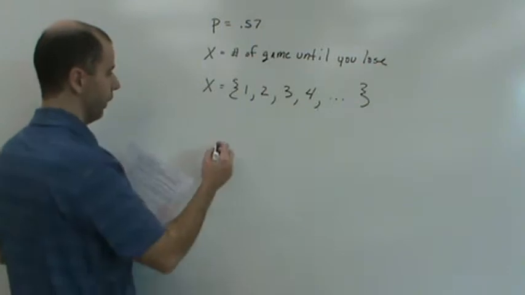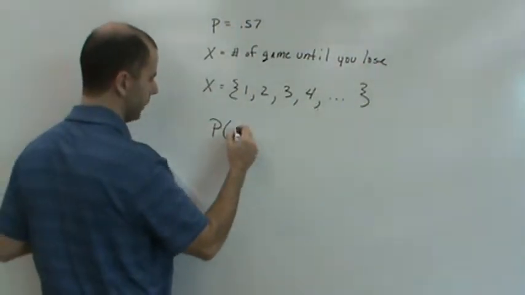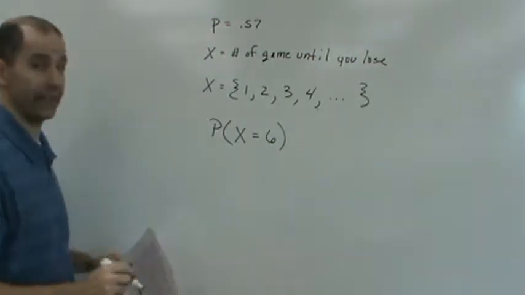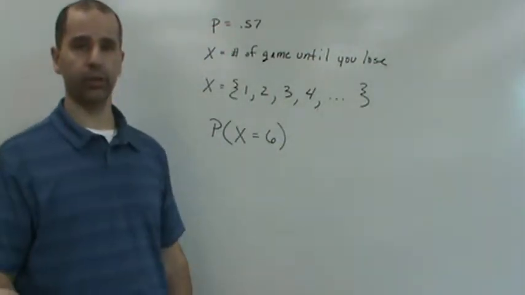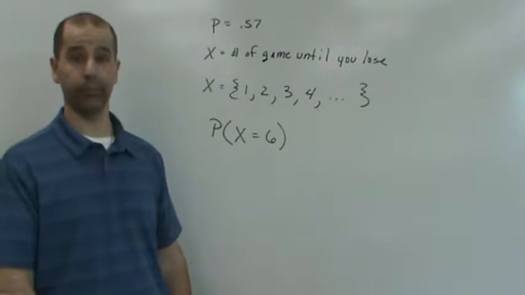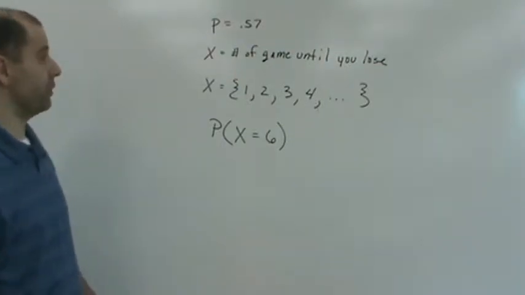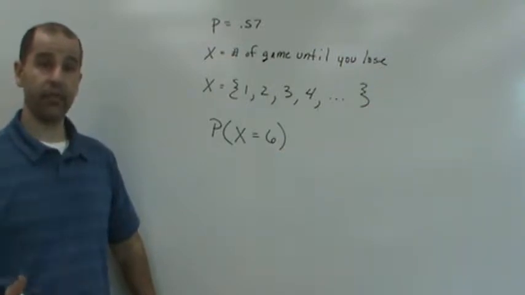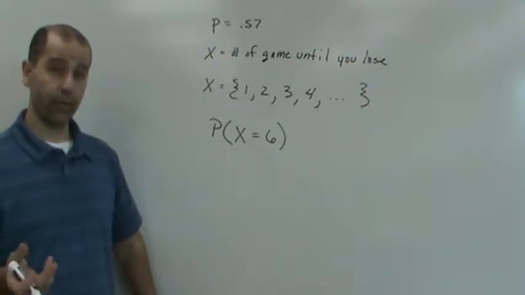Now, what are we looking for here? We want the probability that X equals 6. So you play 6 games until you lose, so you lost on the 6th game. Now, is this a geometric experiment? Does this have a geometric distribution? Let's go through the criteria.